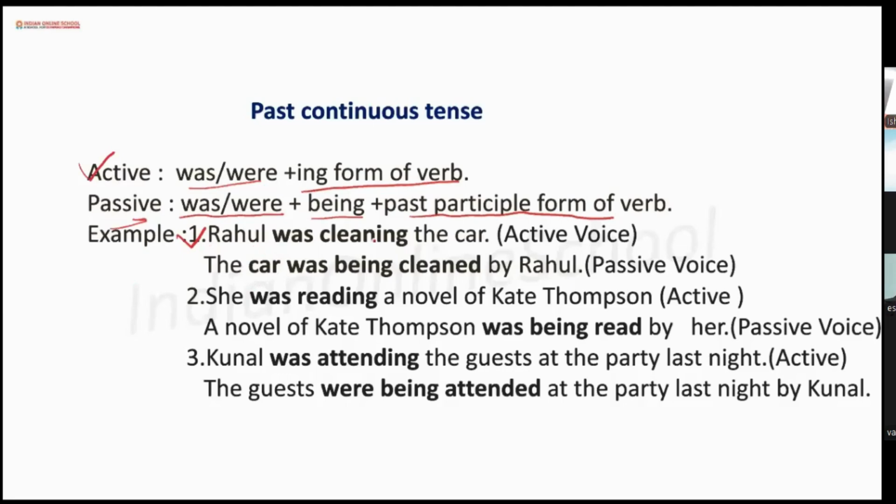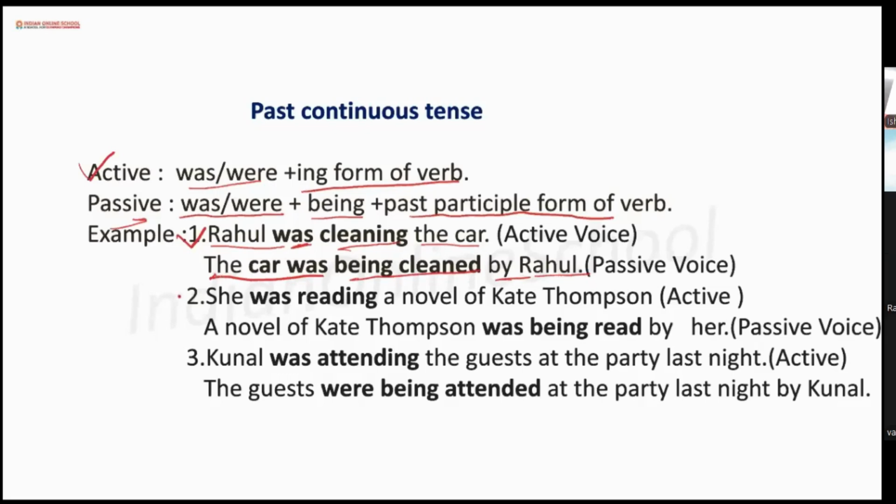Rahul was cleaning the car. Okay, very good. Which one is the subject here? Rahul. Very good. Was cleaning is? It's the predicate. Was and verb plus ing. And the car is? The car is the object here. So, when you transfer it into the passive voice, it becomes: the car was being cleaned by Rahul. Okay.